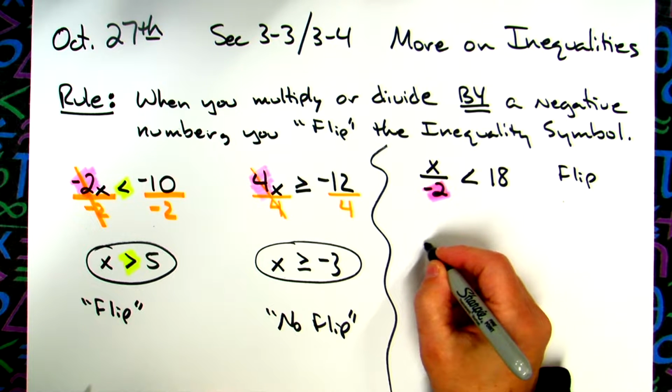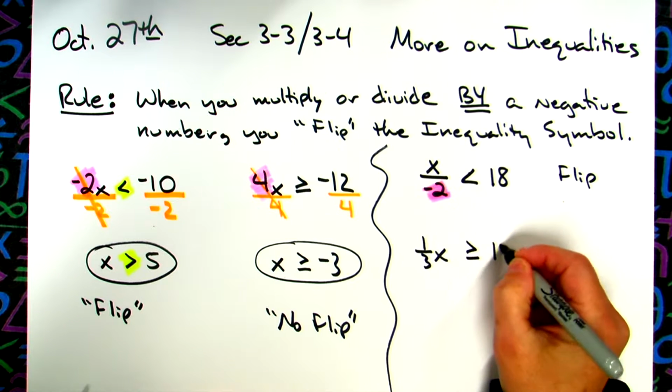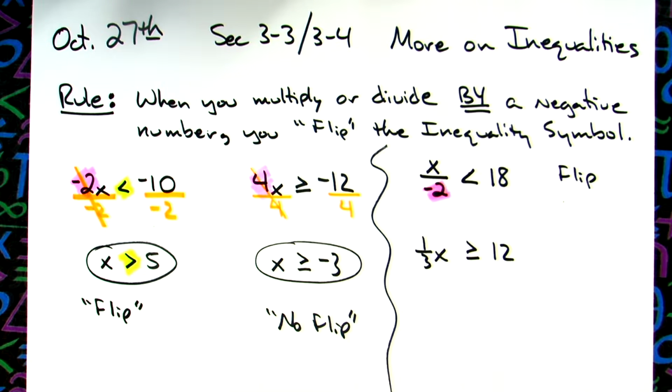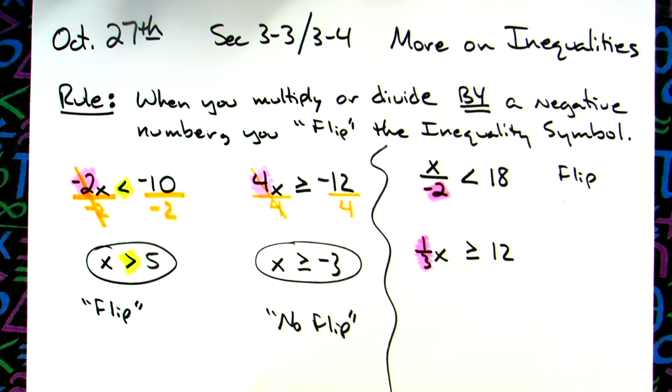Let's do 1/3 x is greater than or equal to 12. Am I going to flip the inequality symbol on that one? Bryce, am I going to flip it on that one? No, because what's not negative? You said it: the thing in front of x. Yep, the thing in front of x is not negative. That 1/3 is not negative, so we would not flip the sign.